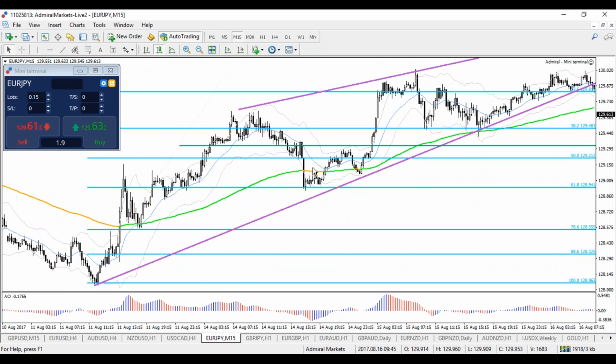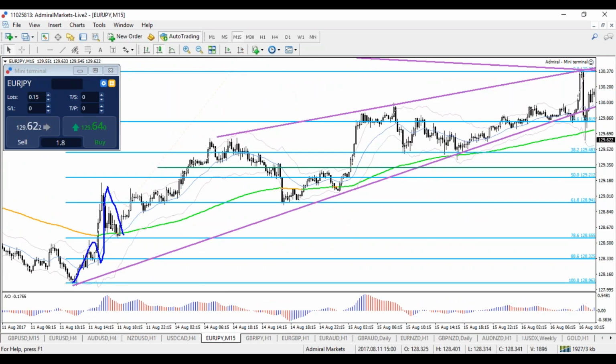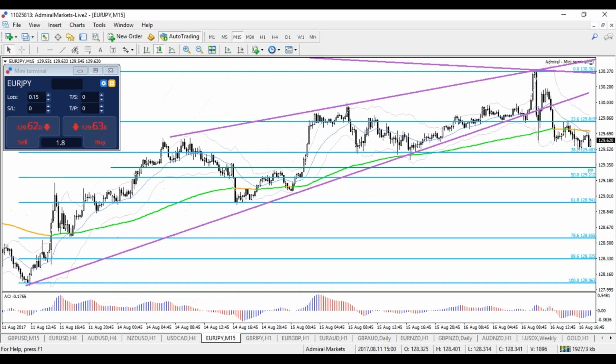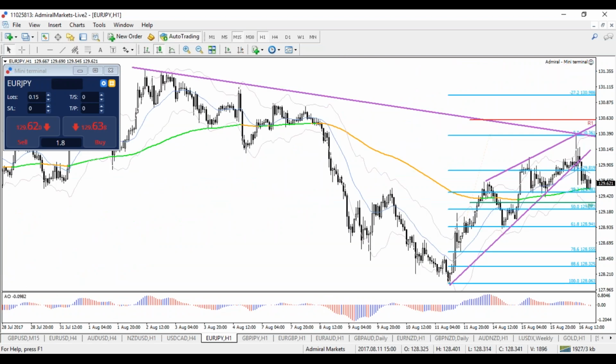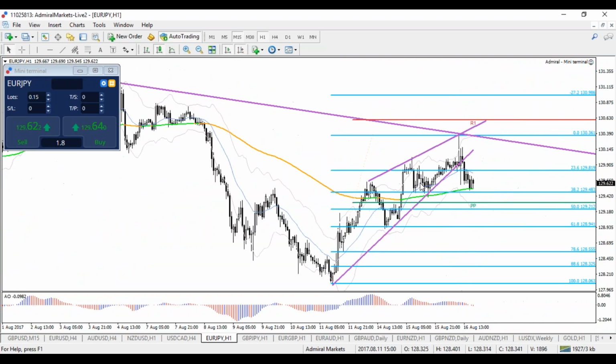A potential wave 1, 2, 3, 4. But this is a very long 5 in that case. It's not very clear, but it could be an ending diagonal as well, a wave 1, 2, 3, 4, 5, an ending diagonal within a 5 wave.